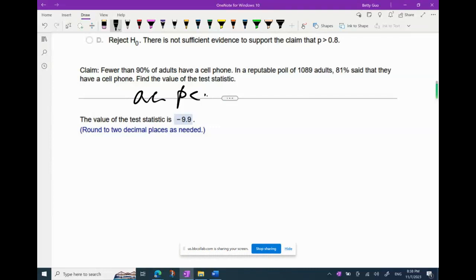And this one is fewer than 90% of adults have a cell phone in a reputable poll. The original claim is P is less than 0.9. Sample size, 81% said that, so that's the sample proportion. They have a cell phone. Find the value of the test statistic. Okay, this is about proportion.